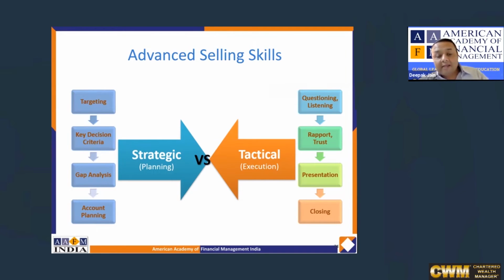But when you start executing this strategic intent, the way to do it is you need to question and listen. You need to build rapport and trust. You need to find out their gaps and give a presentation: how do you intend to fill that gap? And the last and the most important is closing. Usually I see people do questioning very well, rapport building very well, presentation very well, but closing is where people generally find difficulty. How do I close a sale? How do I close a business deal?